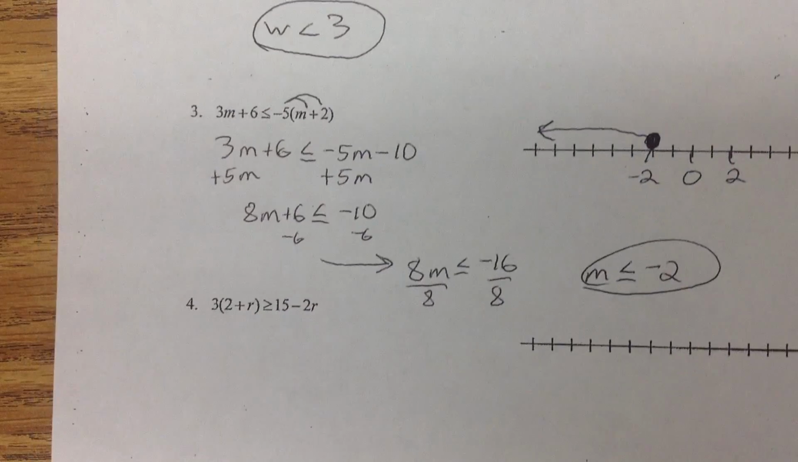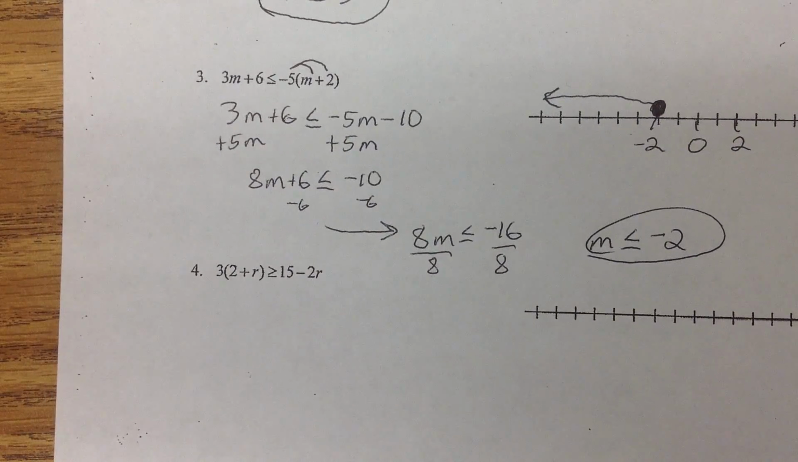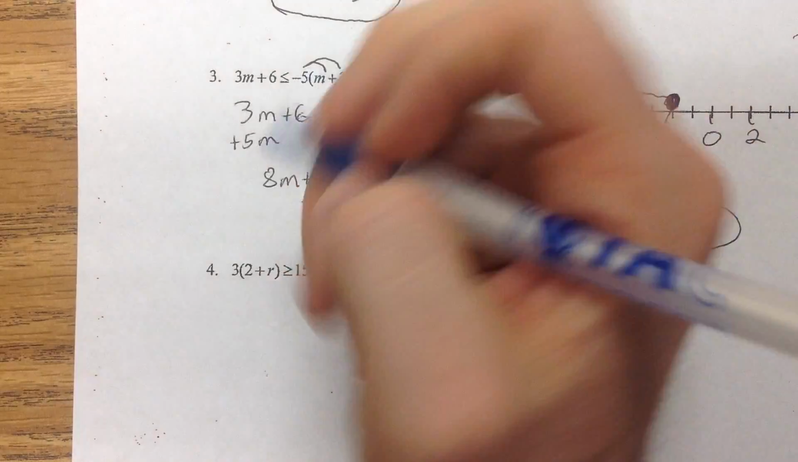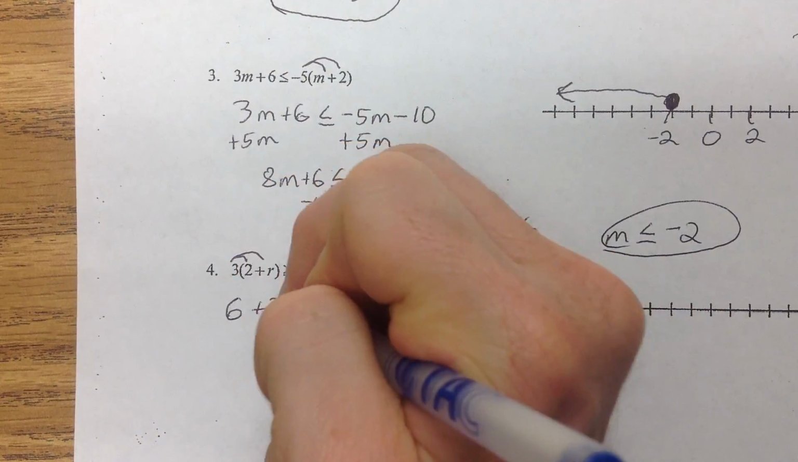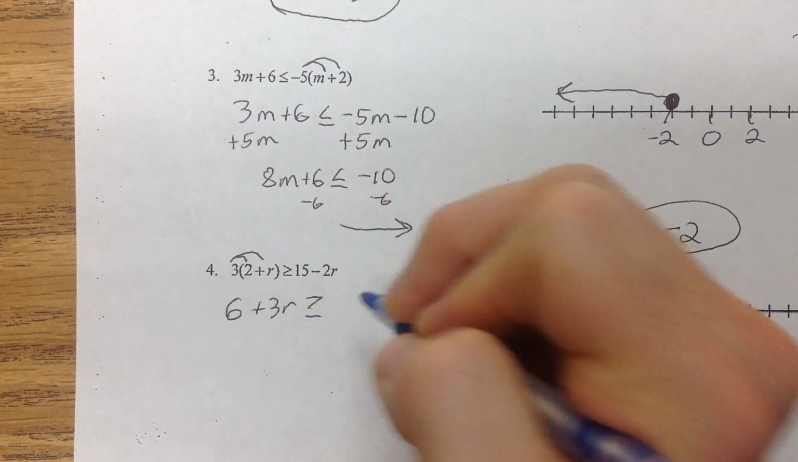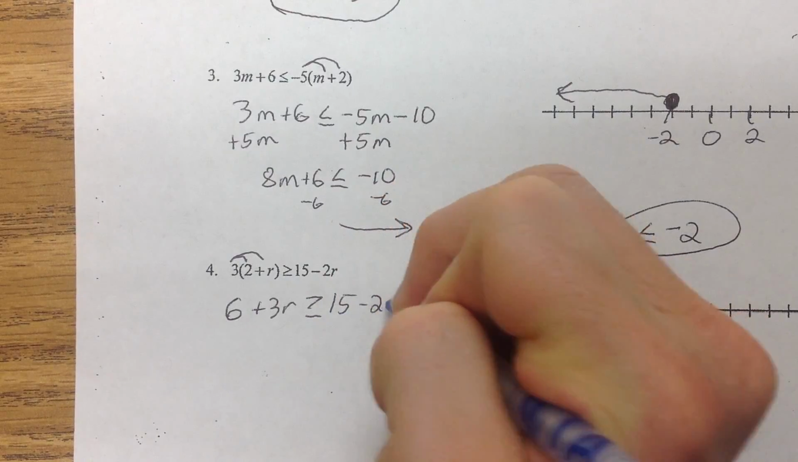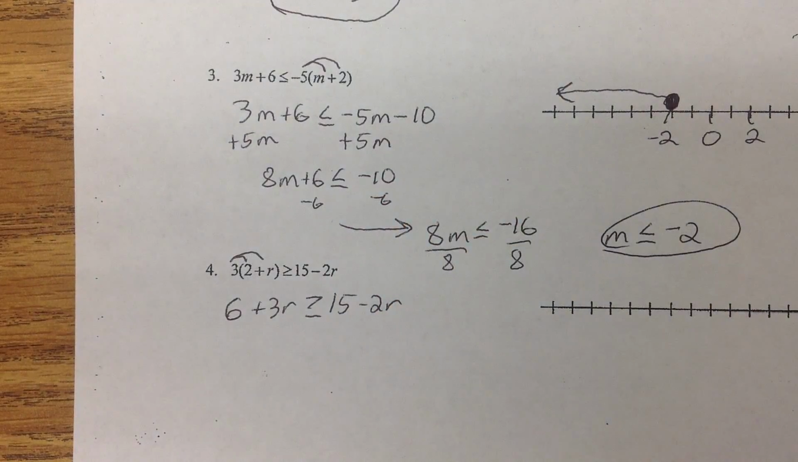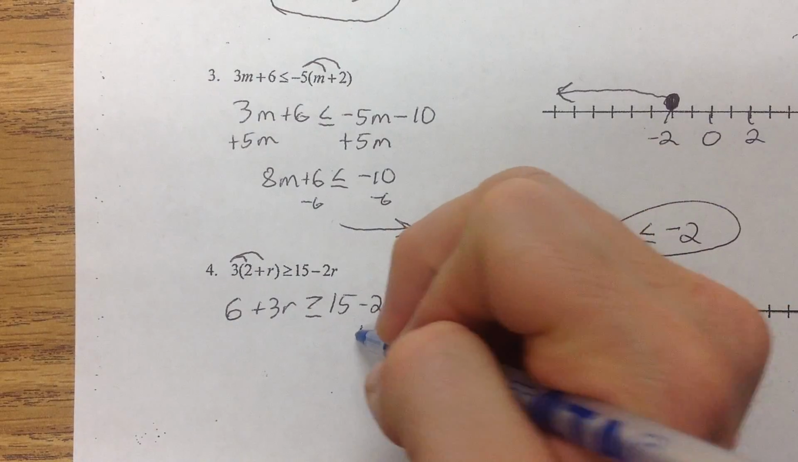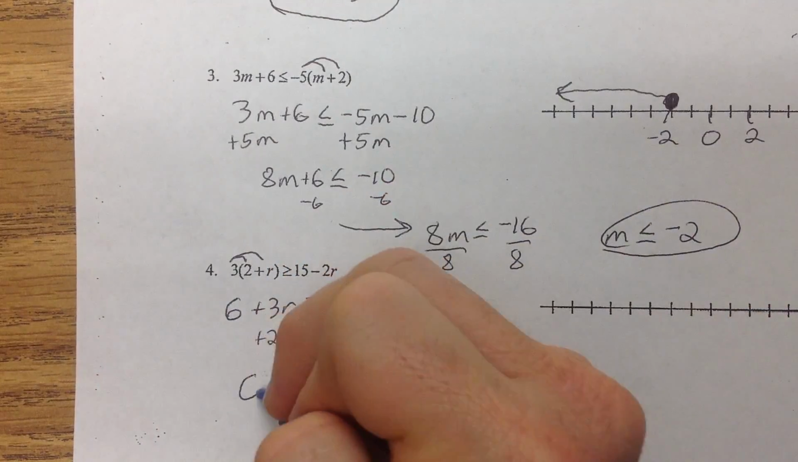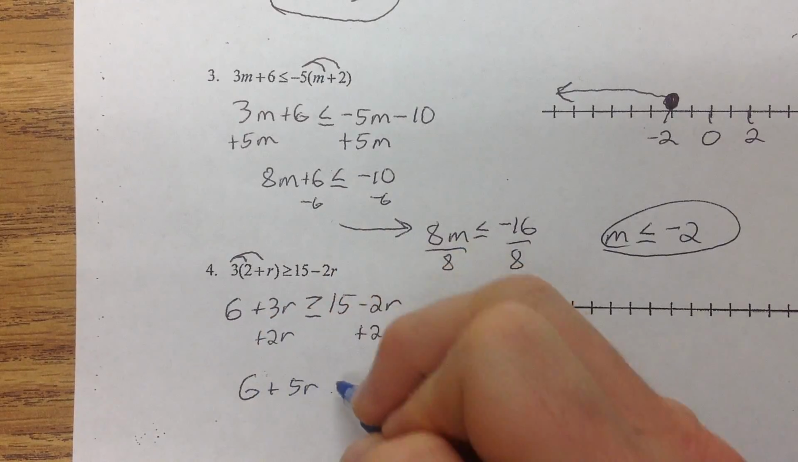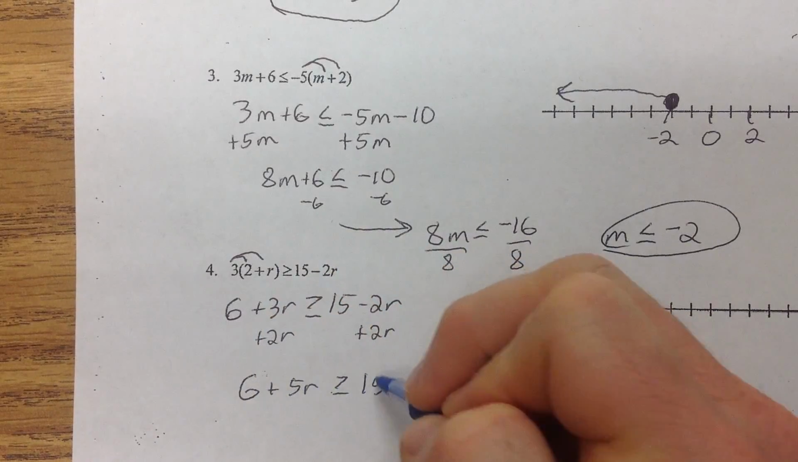All right. Last problem on the front. 3 parentheses 2 plus r is greater than or equal to 15 minus 2r. So again, we're going to start with our distribution. 3 times 2 is 6 plus 3r is greater than or equal to 15 minus 2r. All right. Variables on both sides. I'm going to move the smaller variable, so that's a plus 2r to both sides. 6 plus 5r is greater than or equal to 15.